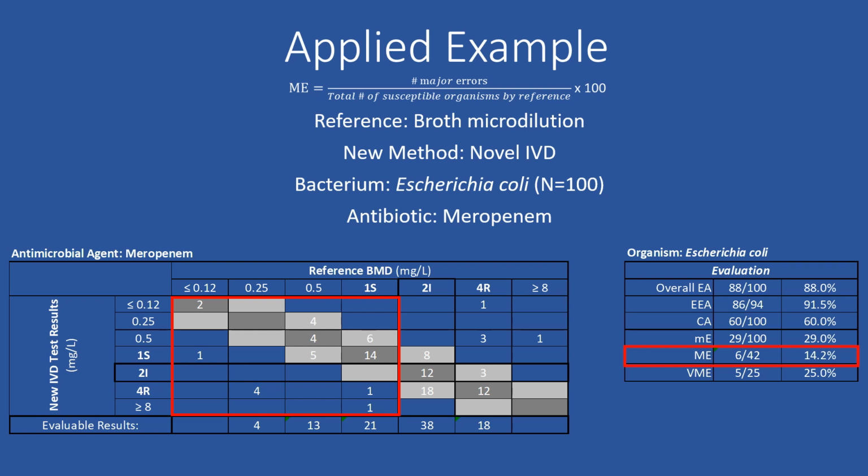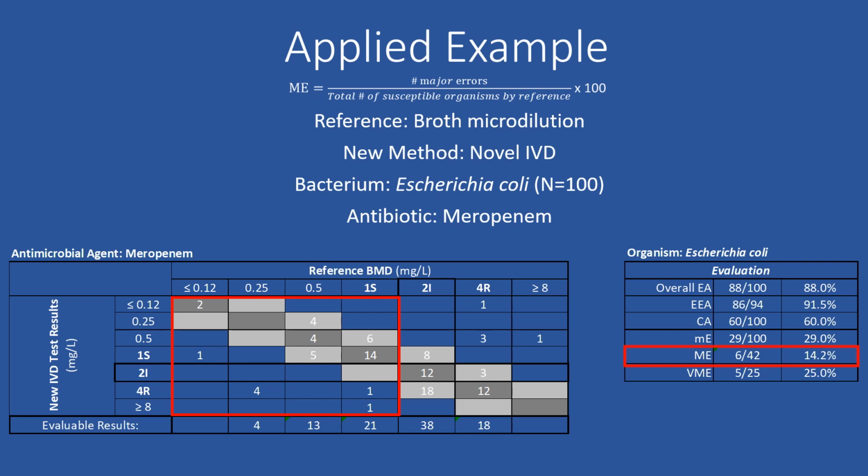Major errors occur when the testing method is unable to determine the true susceptibility of an organism and incorrectly reports a resistant result. We want to keep this rate below 3%. Referring to the example, we can use our formula located at the top of the slide to calculate the proportion of isolates that were incorrectly reported as resistant to meropenem when they should have been reported as susceptible.